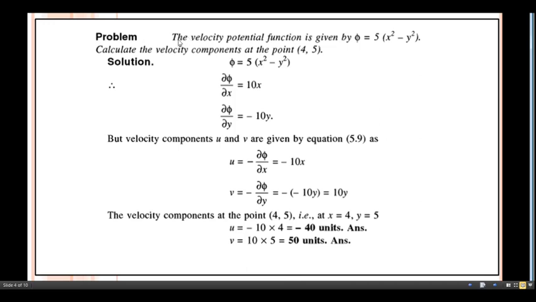So let us discuss the next problem. The velocity potential function is given by phi equals π times (x squared minus y squared). Calculate the velocity components at the point (4, π). So this is the relation with us.